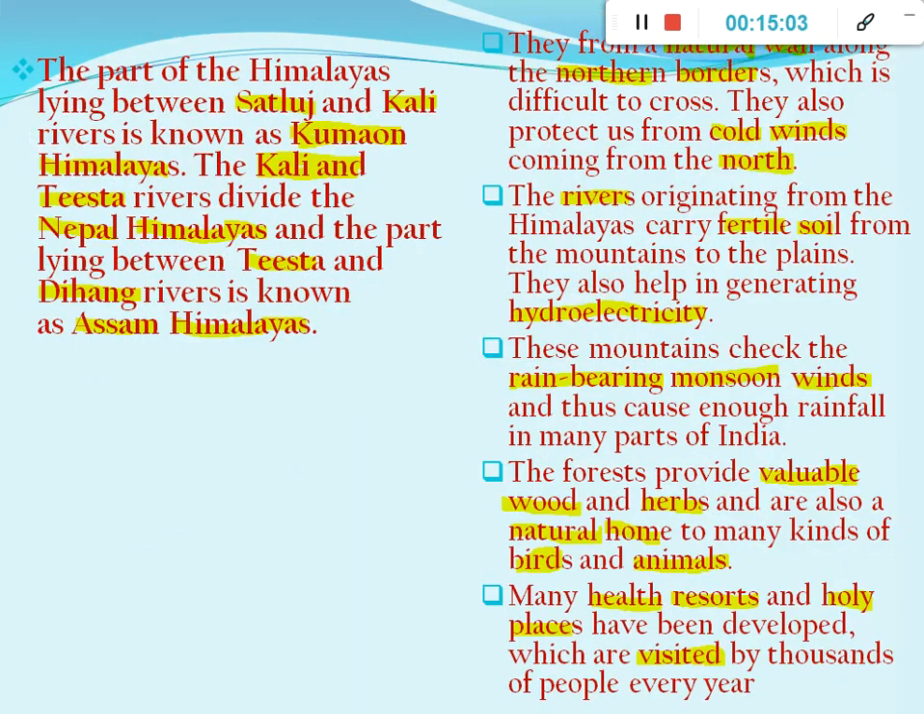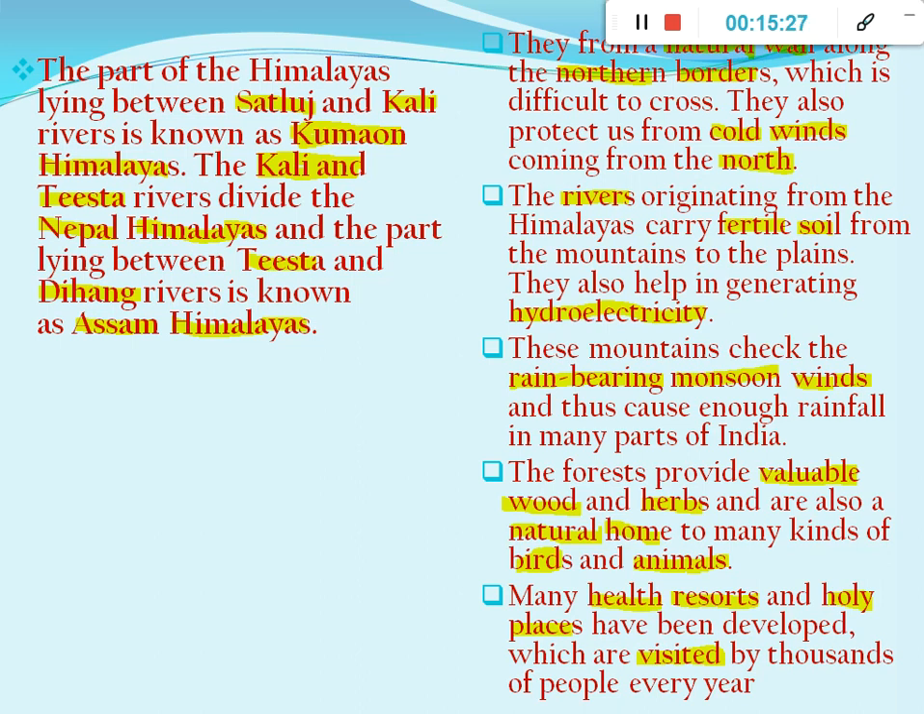The part of the Himalaya from Satluj to the Kali River is known as the Kumaon Himalaya, and from the Kali River to the Tista River is known as the Nepal Himalaya. And the area between the Tista and the Dihang River is known as the Assam Himalaya.